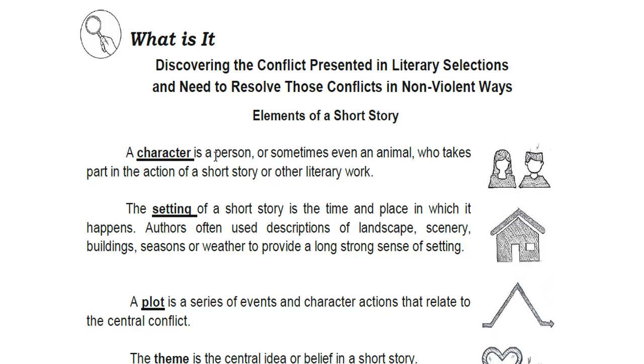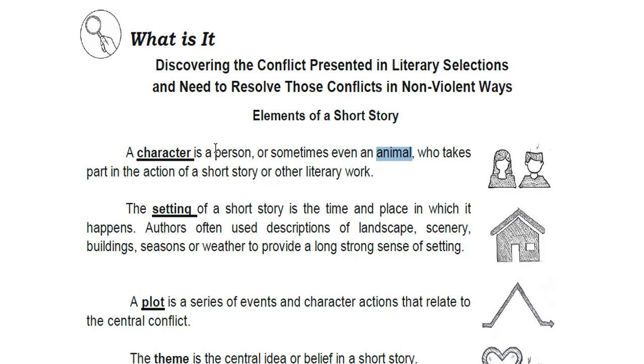So in English, a character is a person or sometimes even an animal who takes part in the action of a story or other literary work. So it can be a person or animal. For example, if the characters in the story are animals, just like the monkey and the turtle, so they are the characters, okay? But mostly in a short story, the characters are persons.